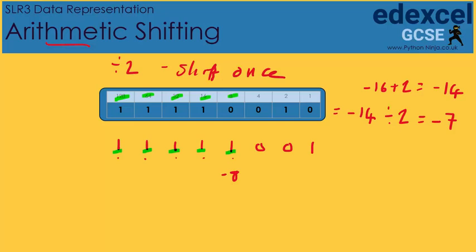Now there is a 0 here, so we don't add that one, and then there is a 0 here, so we don't add that one, but there is a 1 here, so we do add that one. So minus 8 plus 1 equals minus 7, which is good news because that's what we are looking for. Okay, let's do another one.